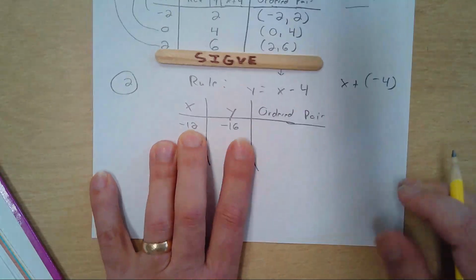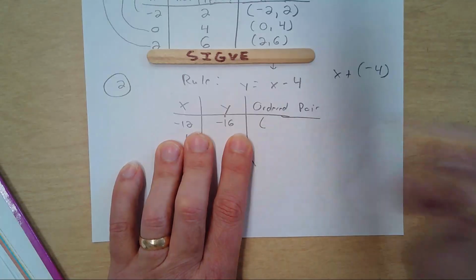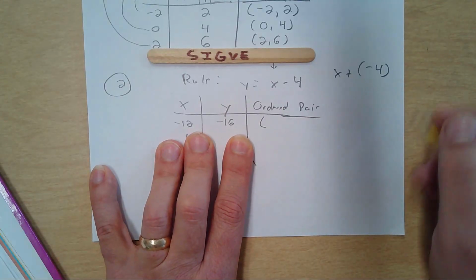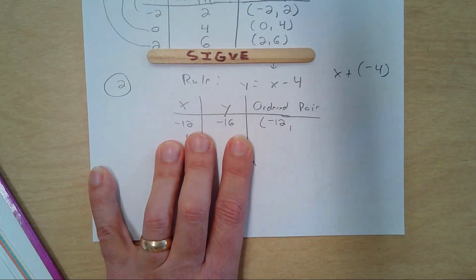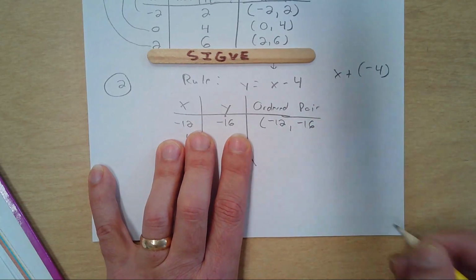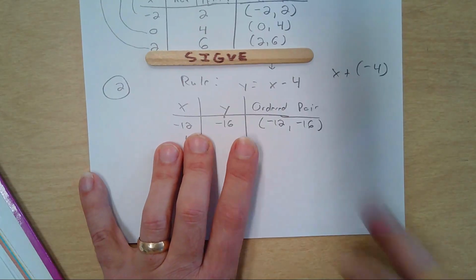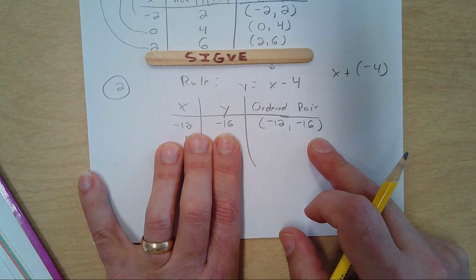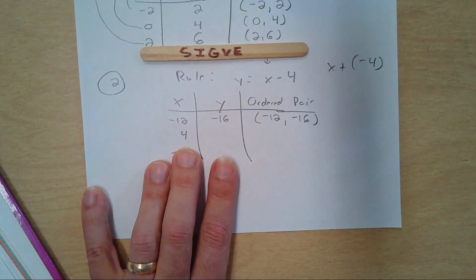What's my ordered pair? Negative 12 and then negative 16. Right. So I'm using my brackets, listing my x value first. A comma separates the x from the y value. Negative 16 second. Close the set. This is how you should always write your ordered pairs out here. Always.